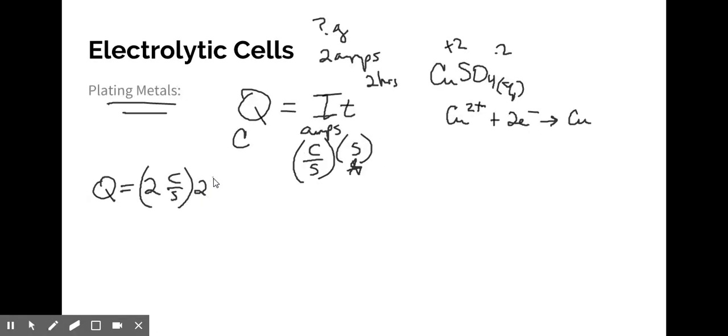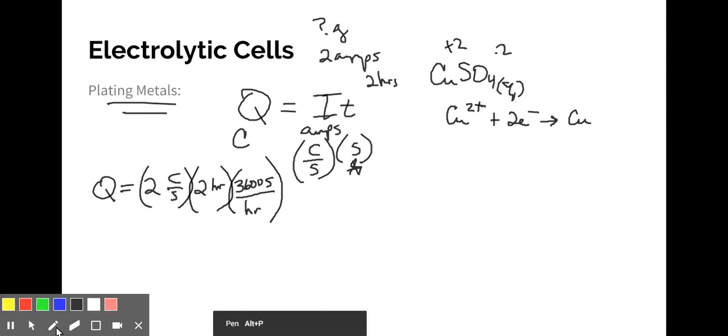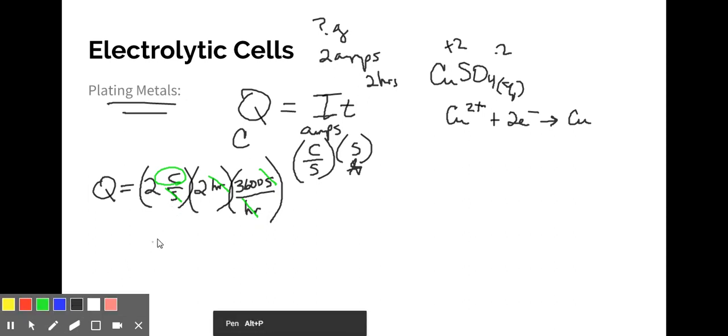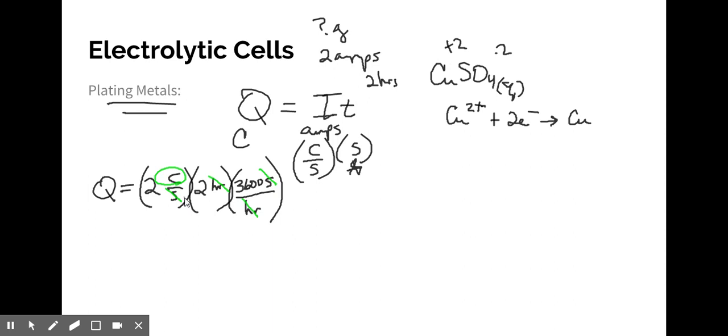How I'm going to do that is I'm just going to keep it in like a stitch. So 2 hours times 3,600 seconds for every hour. If I multiply all of those things, that's going to give me coulombs. I know that because seconds is gone and hours is gone as far as my units go, and I'm left with just coulombs.